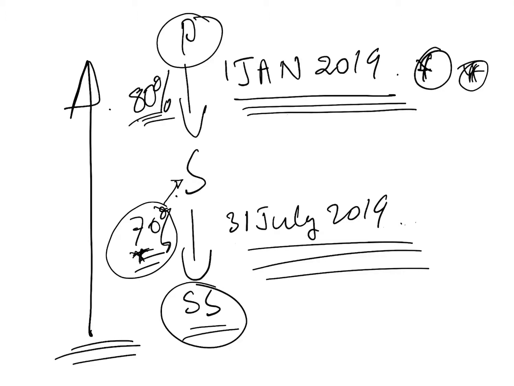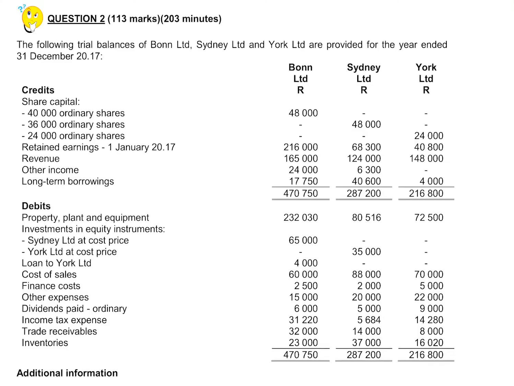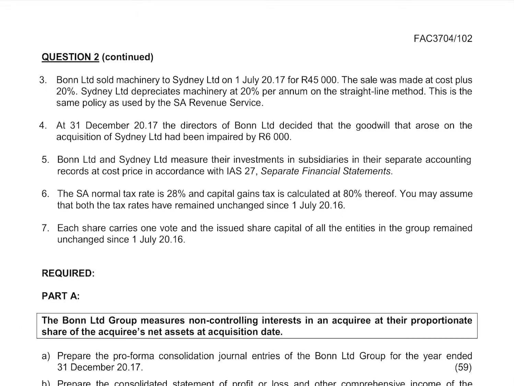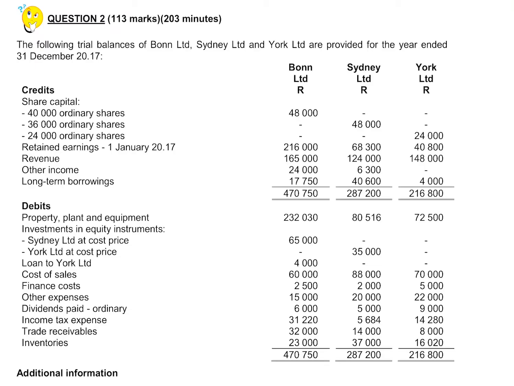So let's look at question number 2 of your tutorial letter 102. I'm not going to write much on this question. Right, so let's look at the group structure of the entity. They are saying the following trial balances of Bond Limited, Sydney Limited and York Limited are provided for the year ended 31 December 2017.